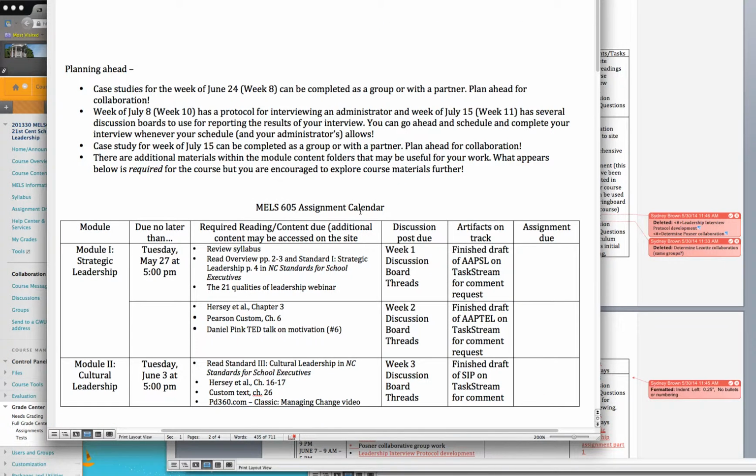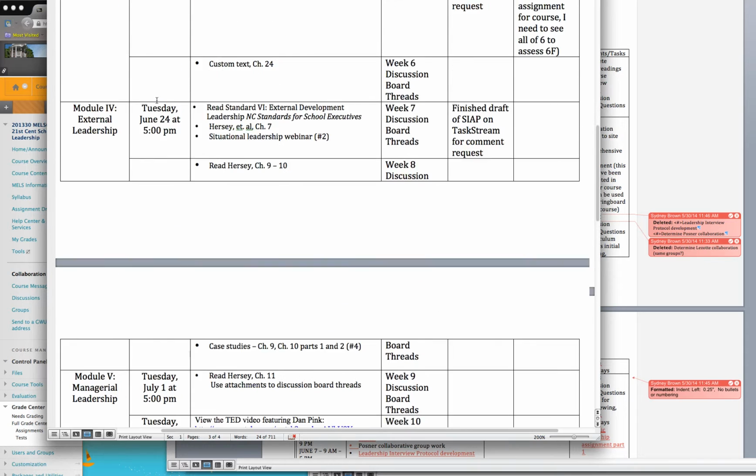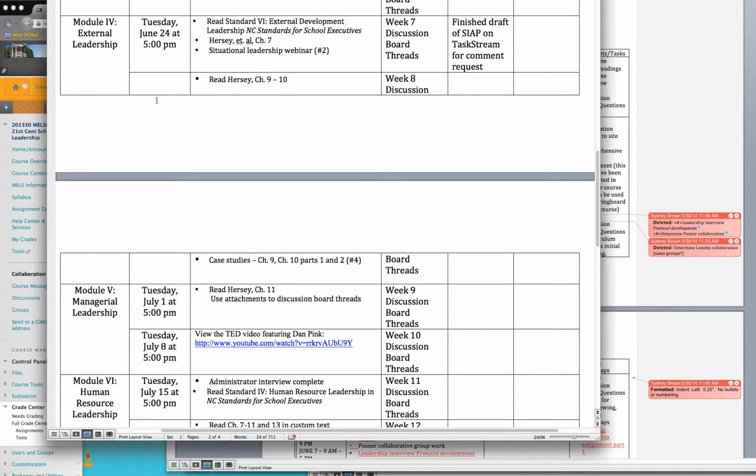You'll remember that at the very top of your calendar is a reminder that the week of June 24th you can do these case studies as a group or with a partner, and hopefully you've planned ahead for that collaboration. So let's look at your work for this week.